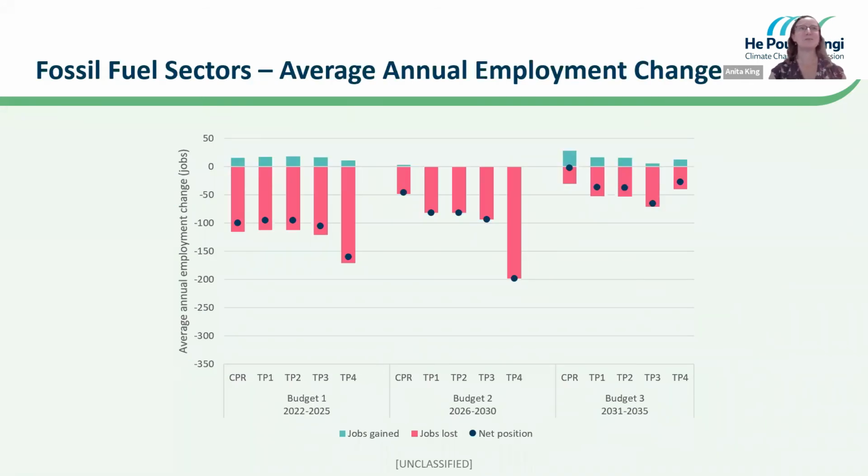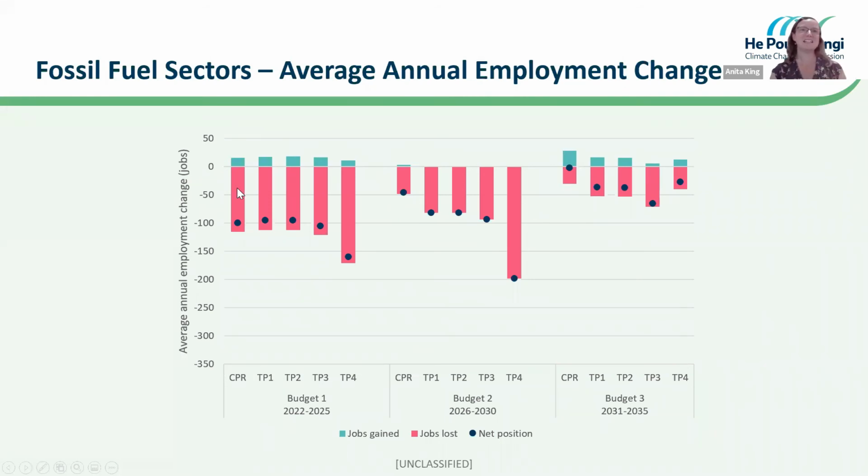So first of all, let's talk about the fossil fuel sectors. This is grouping coal, oil, and some of the supporting gas and supporting sectors together, and looking at the impact of the changes in our different scenarios on the number of jobs available in those industries. The other thing I should say, this is average annual employment change in each of the budget periods: the next 4 years or so, the following 5 years, the following 5 years after that.